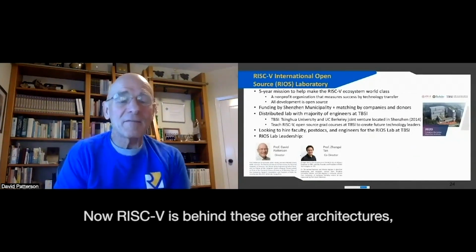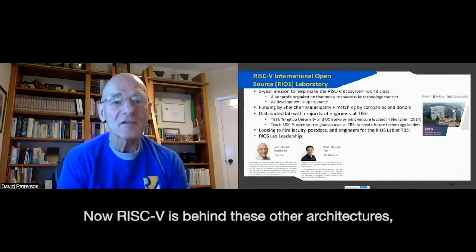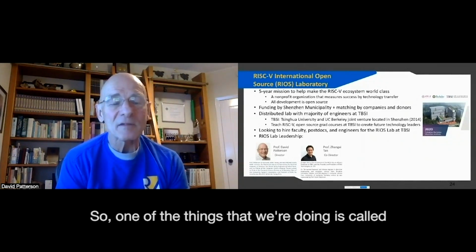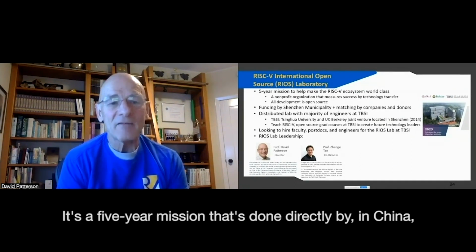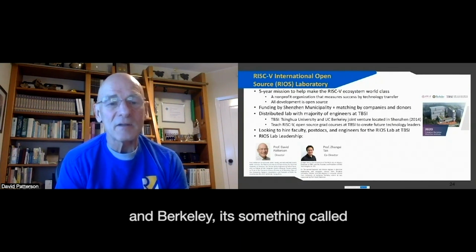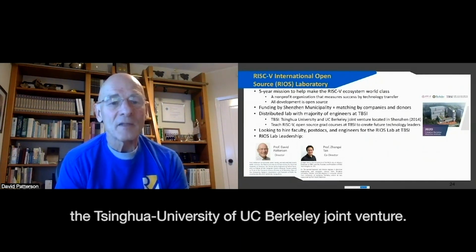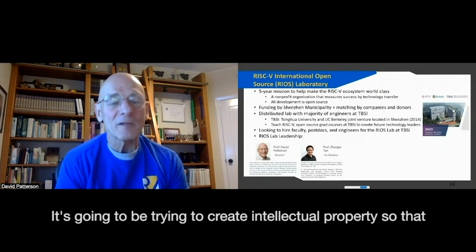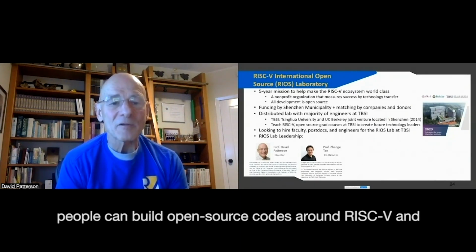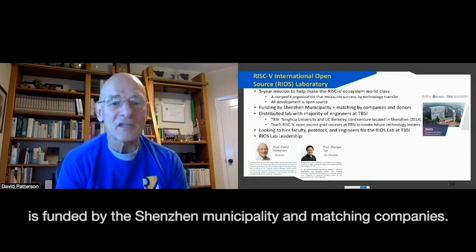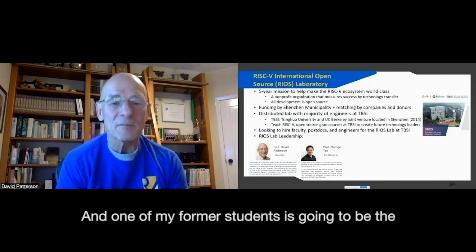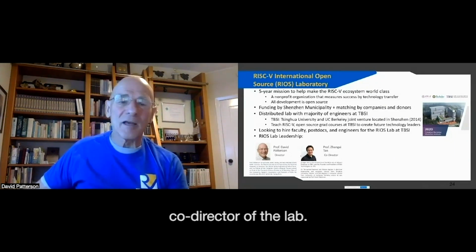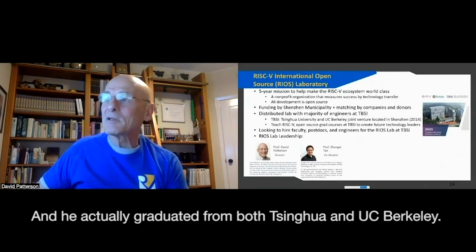Now, RISC-V is behind these other architectures, so its ecosystem isn't as strong. So one of the things that we're doing is called the RISC-V International Open Source, or Rios Laboratory. It's a 5-year mission that's done jointly in China and Berkeley at something called the Tsinghua University and UC Berkeley Joint Venture. It's going to be trying to create intellectual property so that people can build open source cores around RISC-V, and it's funded by the Shenzhen municipality and matching companies. And we're going to be growing it. I'm going to be leading it, and one of my former students is going to be the co-director of the lab. And he's actually a graduate from both Tsinghua and UC Berkeley.